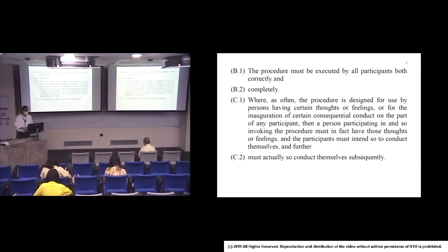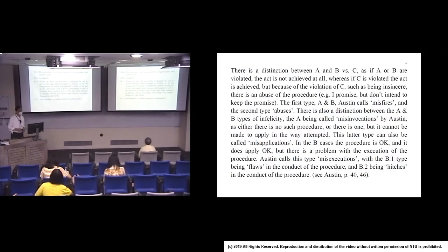And then in C2, they must actually conduct themselves subsequently. It means you keep your promises, or you pay back what you're supposed to pay back, whatever it is that you said you were going to do, you do it. So these are the three things. And there's a distinction, as I mentioned, between A and B versus C.